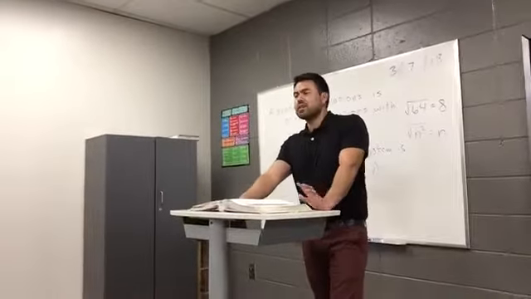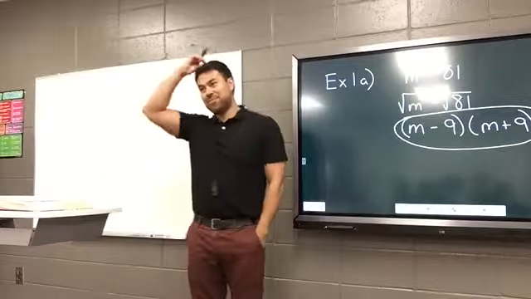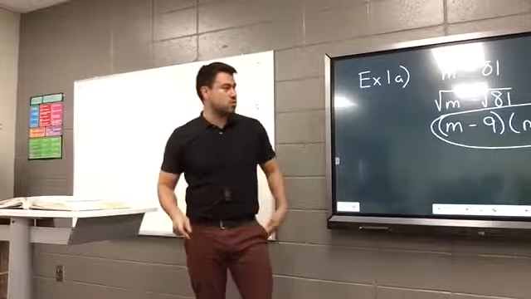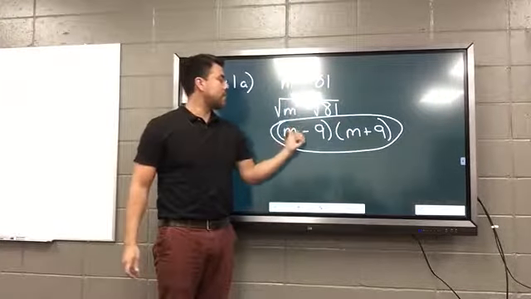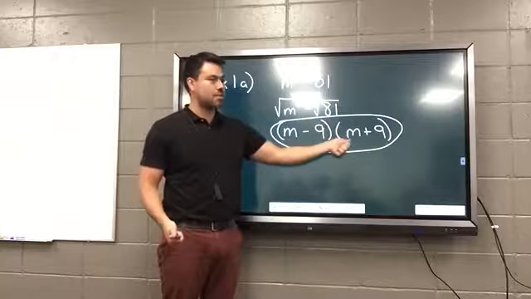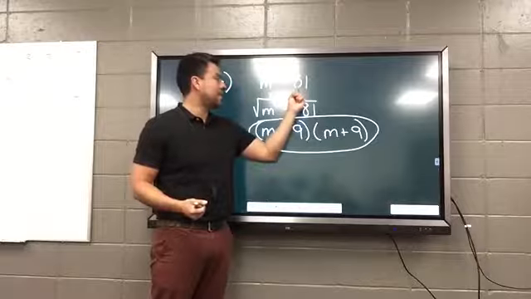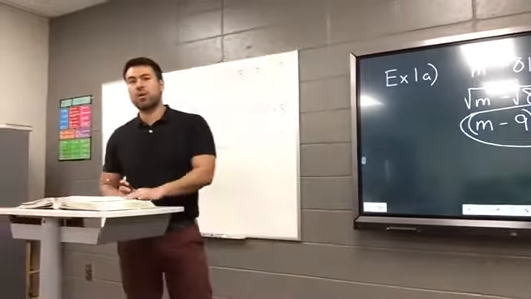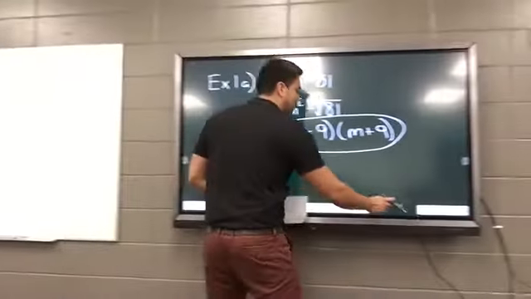Just like with all the other problems, you can always check your answers. What's m times m? m squared. What's m times 9? 9m. What's negative 9 times m? Negative 9m. Those cancel out. What's negative 9 times positive 9? Negative 81. So does that work? Yes. You can check it mentally, or you can work it out using FOIL. Not too bad on that one.